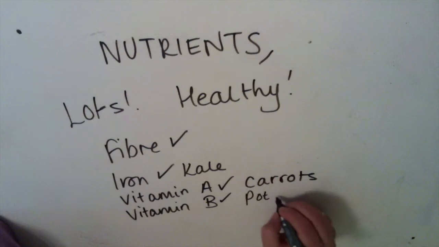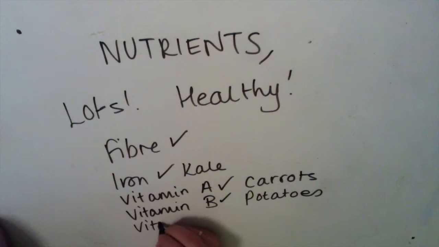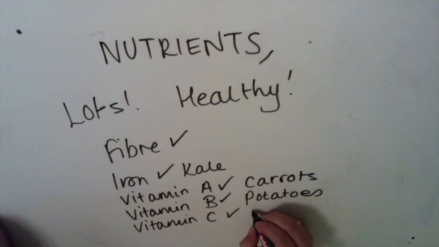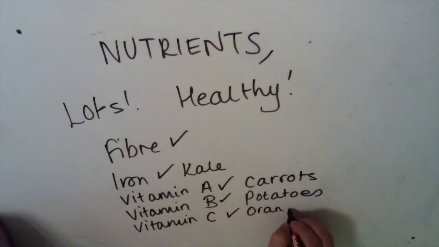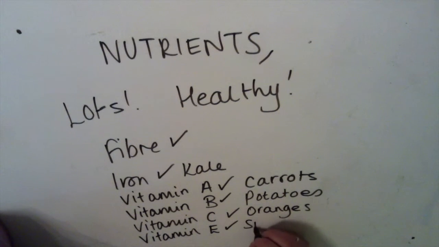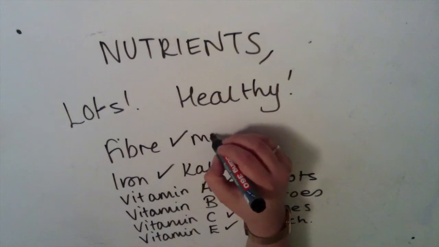Fruits and vegetables can be really high in vitamin B, so vitamin B helps to release energy from starchy carbohydrates. So they're found in starchy carbohydrates, which include potatoes. Fruits and vegetables are really high in vitamin C, so vitamin C supports our immune system, and oranges are an example of this type of vitamin. Fruits and vegetables can be really, really high in vitamin E. Vitamin E helps us to get healthy cells, so spinach is really high in vitamin E.